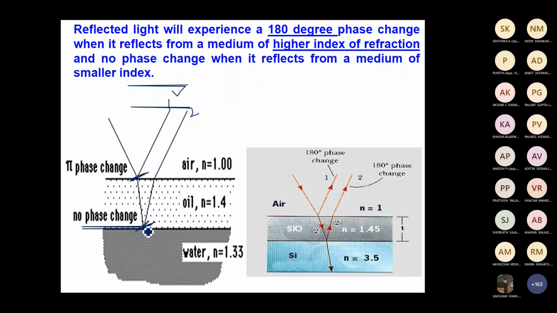So we'll take another example. You can see here, the film is silicon oxide, and the thickness of the silicon oxide be T.